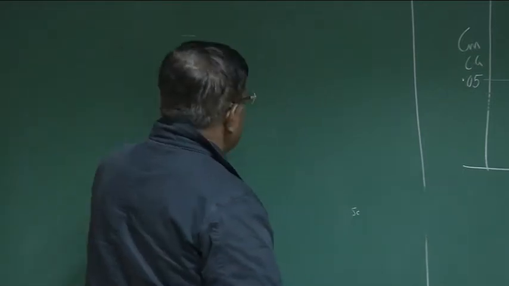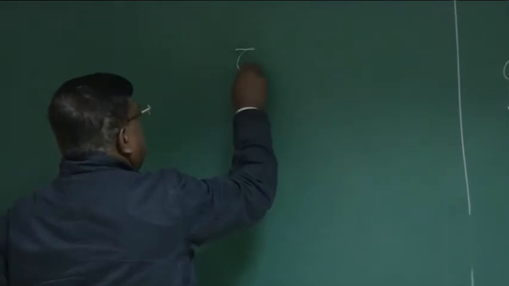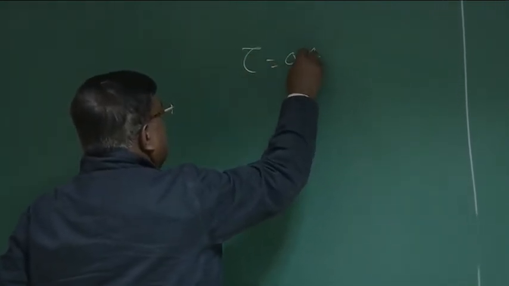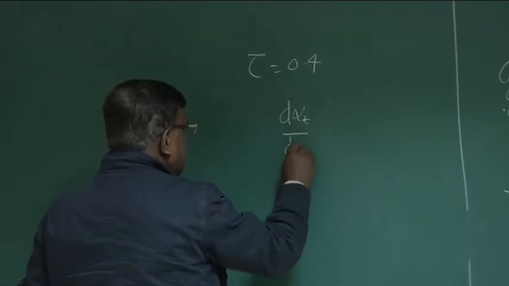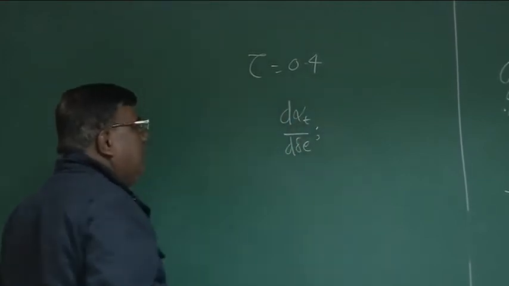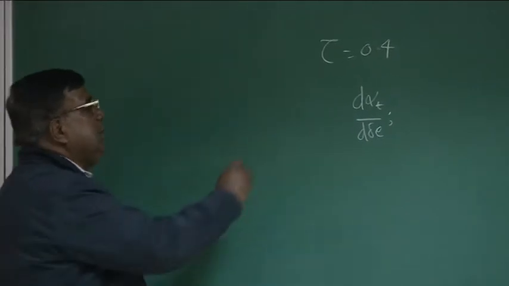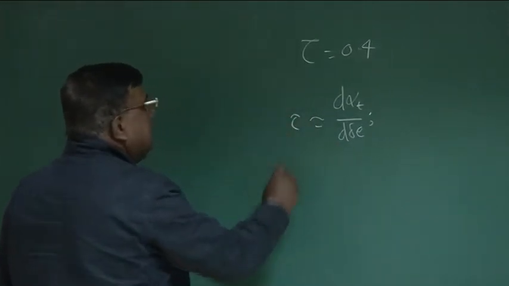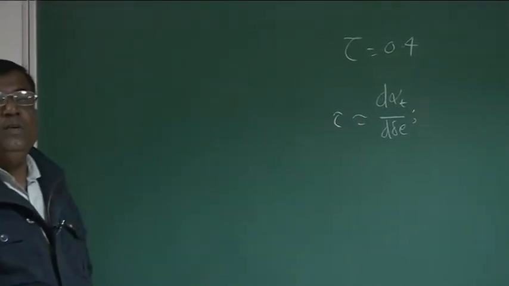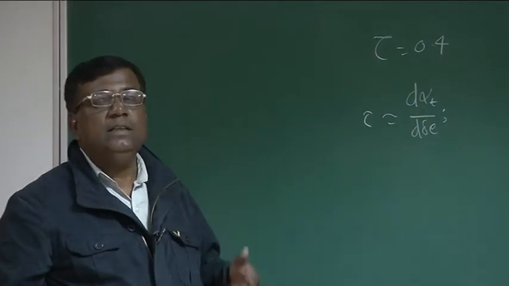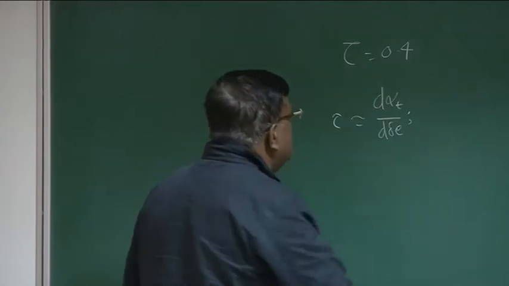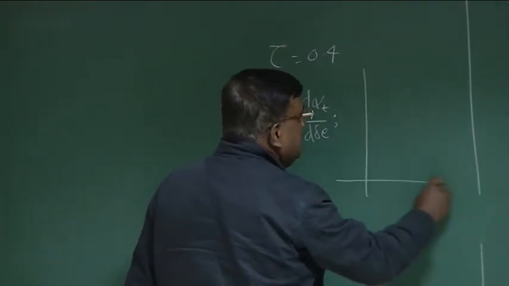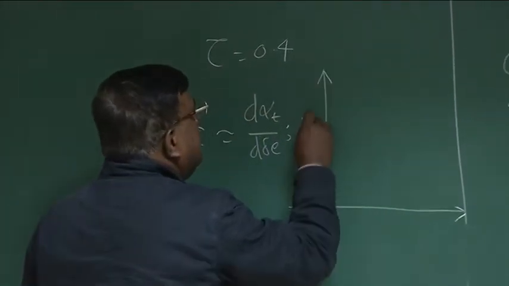And tau is 0.4. You understand what was tau. If I write tau is 0.4, I understand tau means d alpha t by d delta E. What was the meaning of this d alpha t by d delta E, which is nothing but tau? We interpreted this like per unit deflection of elevator, how much the tail angle is changing, right? And you know, this can be evaluated or estimated empirically.